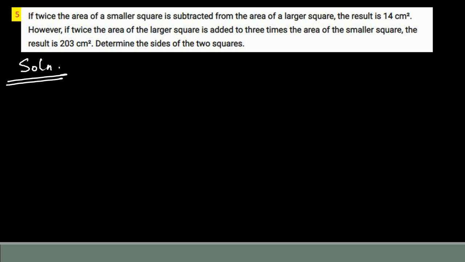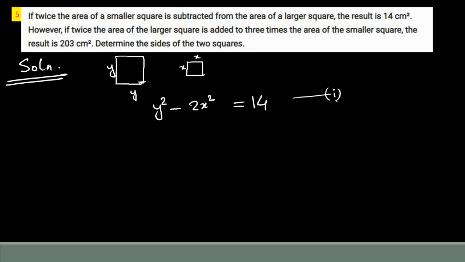It said if twice the area of a smaller square is subtracted from the area of a larger square. So there is a small square like this and there is a large square like this. Small square, let's say the length, breadth, everything is x. Large square, let's say it's y. Now twice the area of a smaller square means 2x square is subtracted from the area of a larger square. So it's y square minus 2x square.